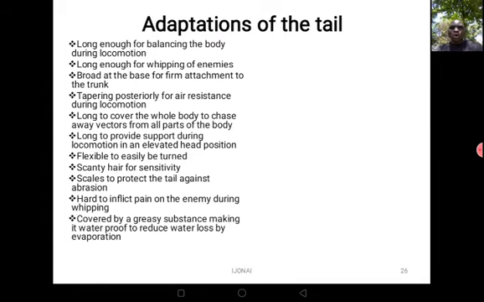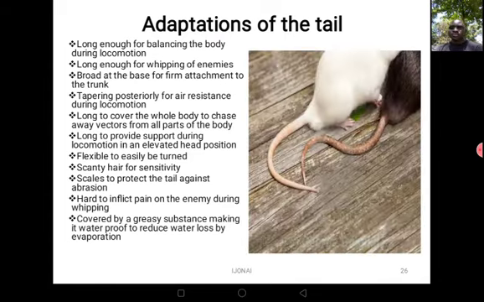So we said the tail is long. Why is it long? For balancing the body during locomotion. So during locomotion, the tail balances. It's like the fifth leg. The rat can even stand. If you have seen it critically, it can stand, and the tail acts like the third leg.